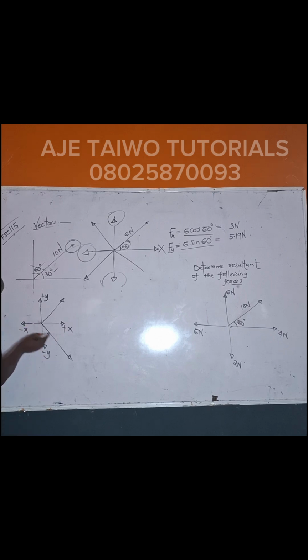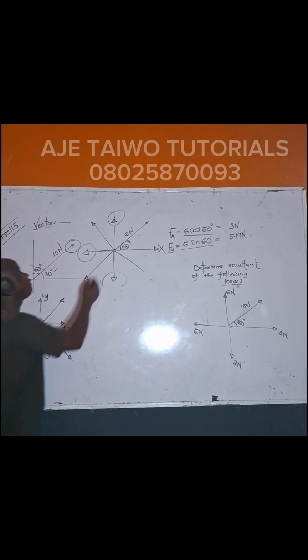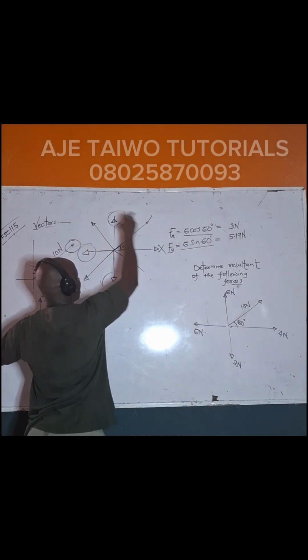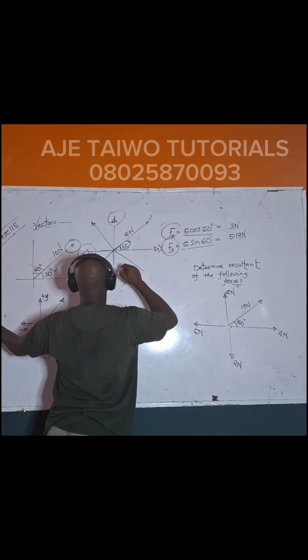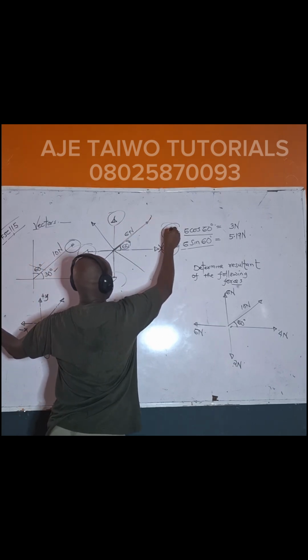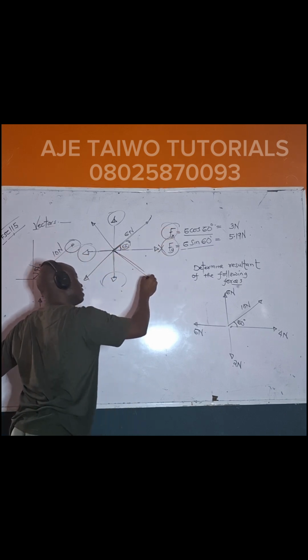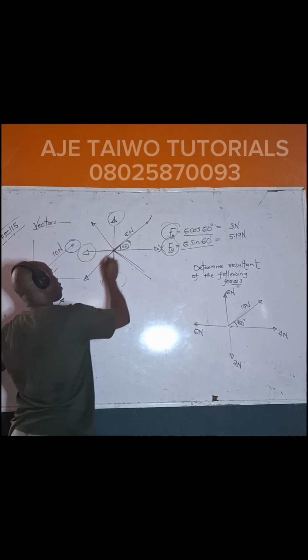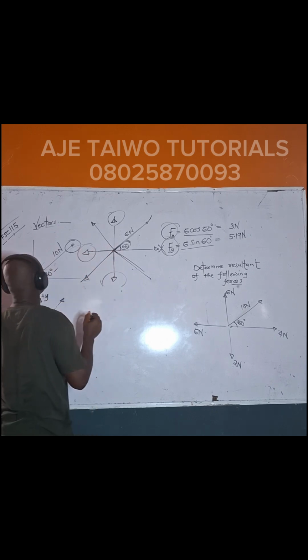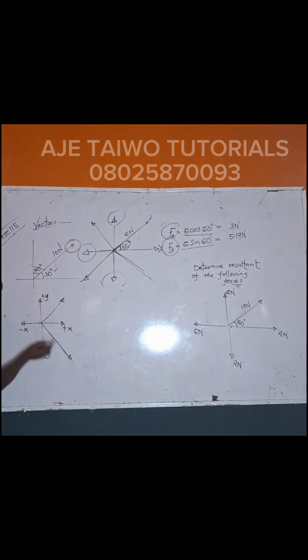Good. Every force like this must have X and Y. So you see a force here like this. It has X value, it has Y value. But its X value is now plus, its Y value now minus. Because it falls in a place where X is plus, Y is minus.